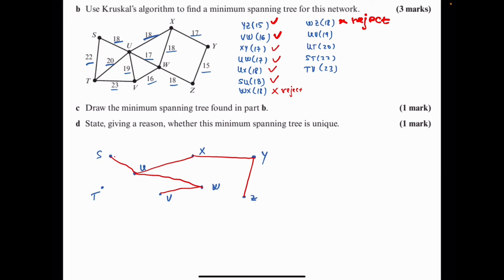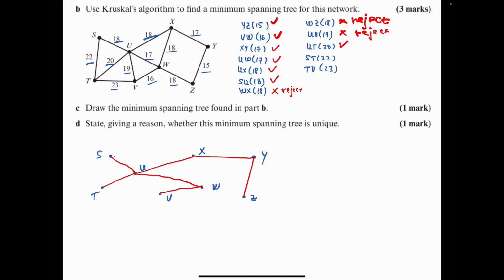And then I have UV, that also creates a cycle. And then I have UT, and that's fine. UT is 20, yes, that's fine. So I have case C completed as well.